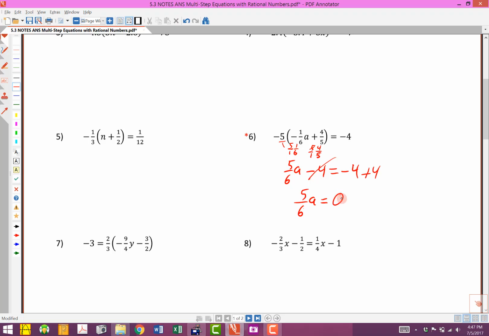Now please don't panic on a problem like this. 0 is just as good as any other number. We haven't made any mistakes. We still need to get rid of a fraction in front of the variable, so we're going to multiply by the reciprocal. Multiply this side by the reciprocal. 5's cancel, 6 cancels, so we end up with an a, and then 0 times 6 over 5. So this would be 0 on the top, 5 on the bottom. 0 divided by any number is going to be 0. So totally okay there.